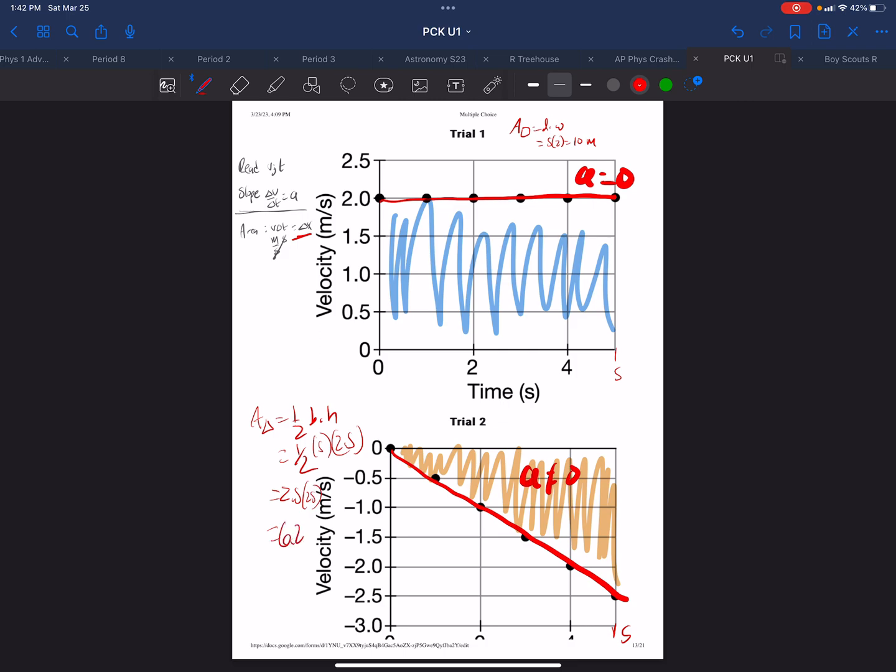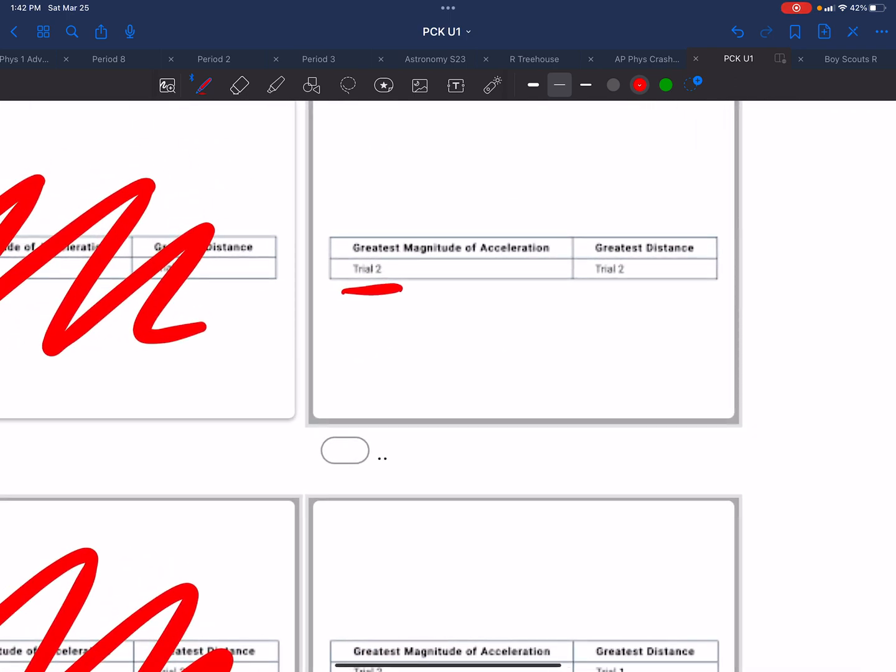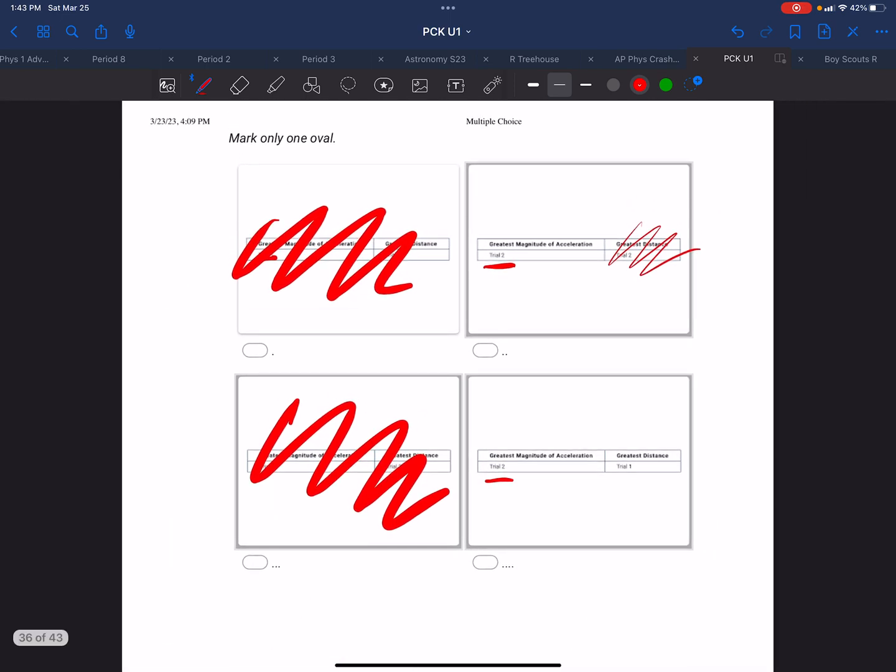So we can see that trial 1 has the greater distance. So we're looking for greatest magnitude, trial 2, greatest distance, trial 1. And so that's why it's choice 4.